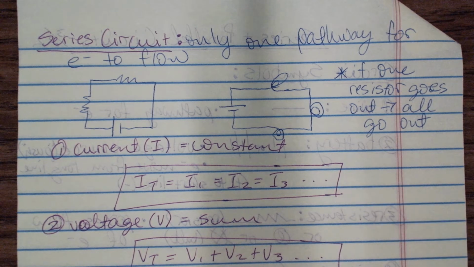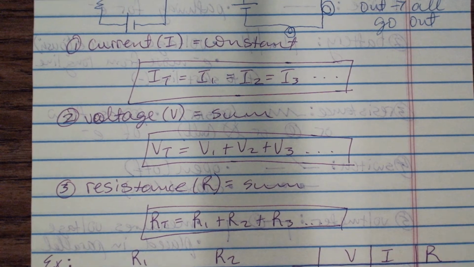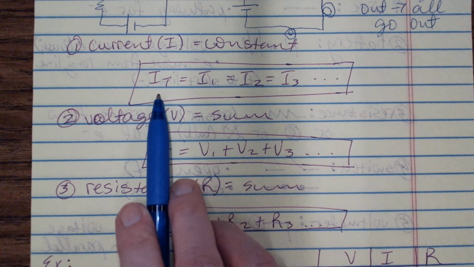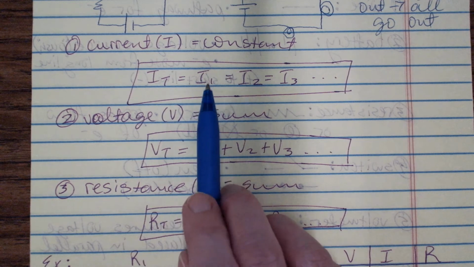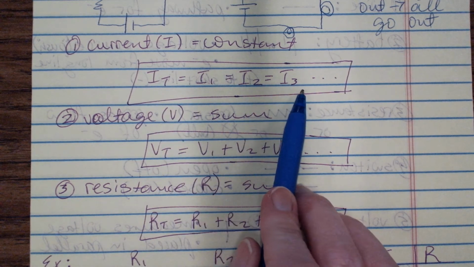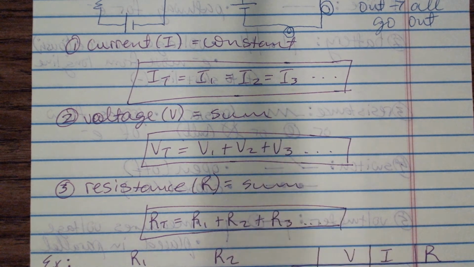Your current is constant throughout the circuit, which means if you have multiple resistors in the circuit, I total would be the current on the battery, and that's equal to the current going through any bulb or resistor in the circuit. They're all exactly the same current because they only have one path for the electrons to flow. They all have the same current.